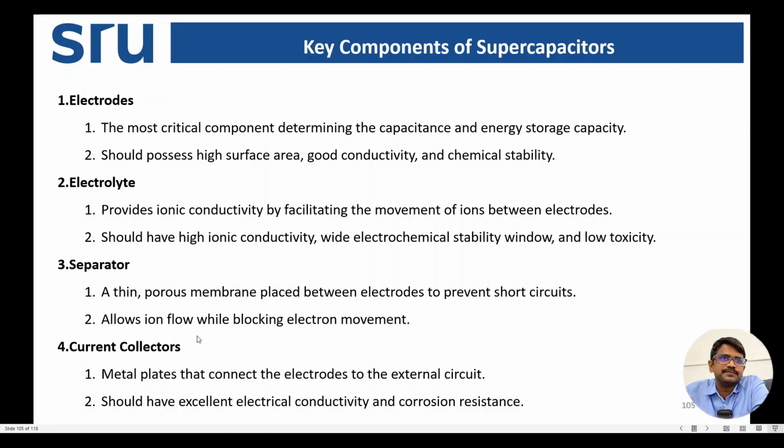And the fourth one is current collectors. Metal plates that connect the electrodes to the external circuit. They should have excellent electrical conductivity and corrosion resistance. Usually we use copper or aluminum for current collectors. They should provide good conductivity and also corrosion resistance.